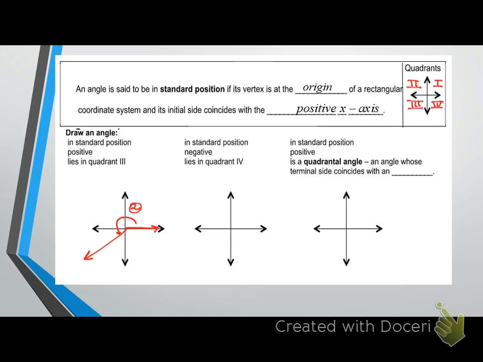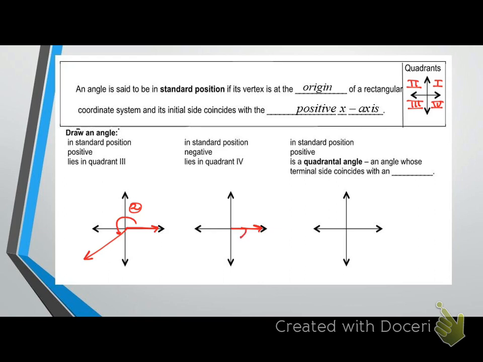And usually we show an arrow to let us know which way the angle opens up. You'll know which way the angle goes, either clockwise or counterclockwise, depending on the measure, if it's positive or negative. But if you don't have the measure, then you're going to know by these arrows as well. Okay? Next one wants us to put an angle in standard position that's negative and ends up in quadrant 4.